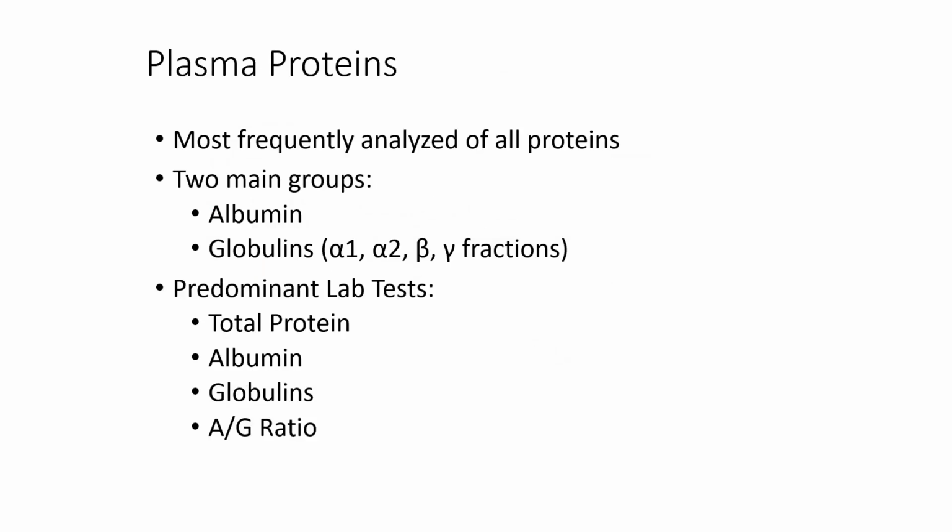Plasma proteins are the most frequently analyzed of all proteins. There's two main protein groups, albumin and globulins. Globulins consist of the alpha-1, alpha-2, beta, and gamma fractions. The predominant lab tests that you'll see, if you order a basic metabolic panel, typically they want to evaluate protein levels, and that's going to help determine liver function and all sorts of other stuff. We evaluate total protein, albumin, globulins, and then the albumin to globulin ratio, also known as the A to G ratio.